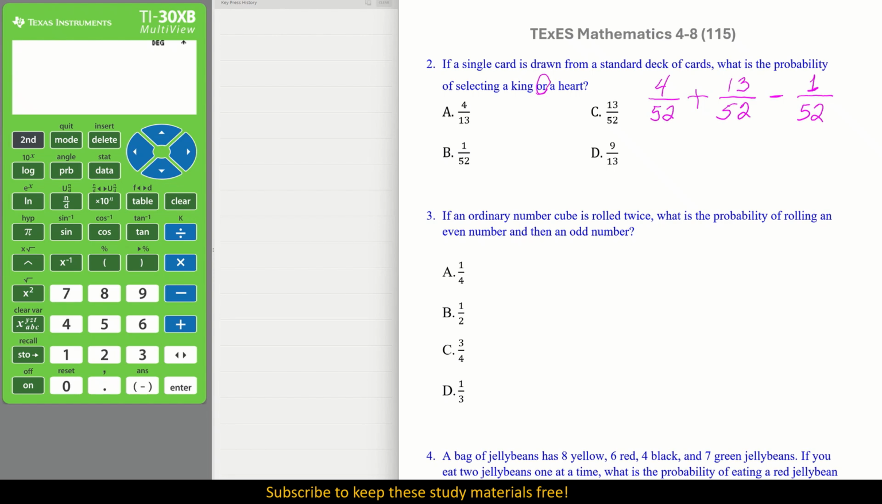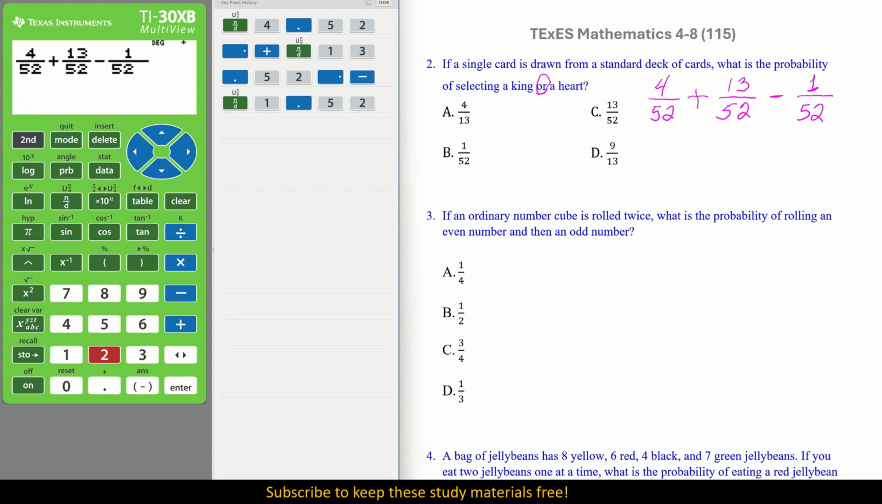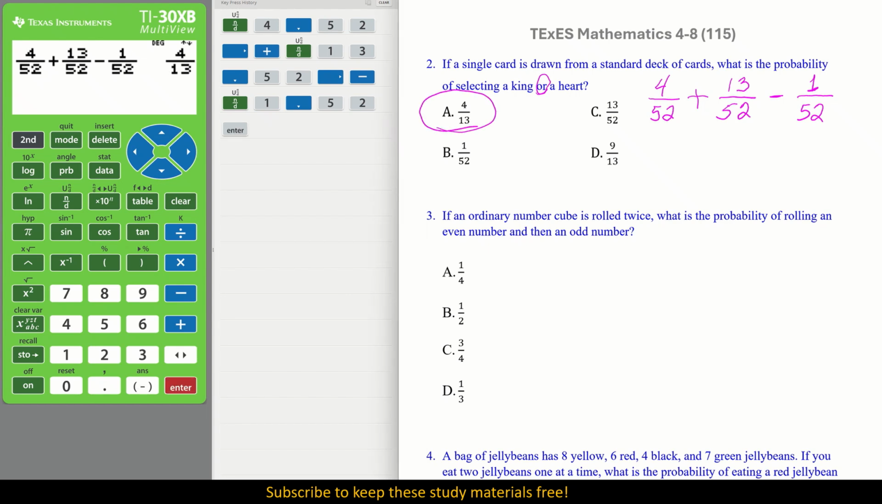Okay, so when we put that in the calculator, we have 4 over the 52 plus another fraction, 13 out of the 52. Now you have to subtract out the one king that is also a heart. Can't have repeats. Okay, so we have one of those over 52. Now of course you could have seen that a little simpler, but I'm typing it in the way I explained it. Okay, all right, now let's push enter, and that gives us 4/13.